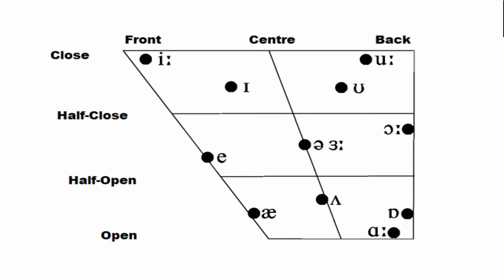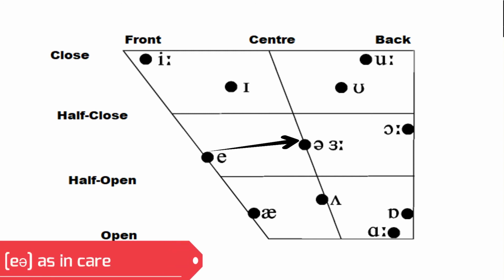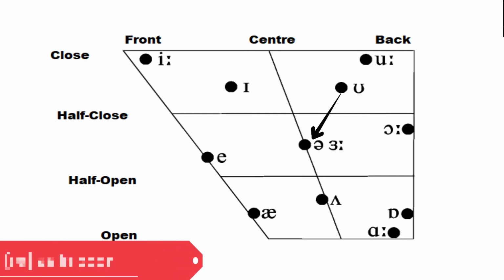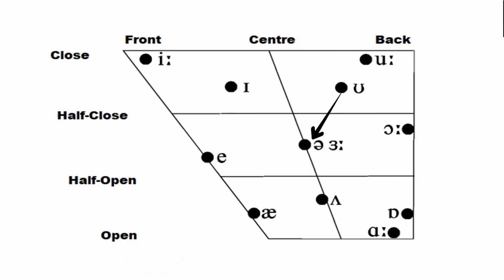And then we have air, as in care. The tongue glides from half open front to half open center. And the third one that we have is oor, as in poor. The tongue glides from back half close to center half open. So these are 8 diphthongs that we have. Now we'll talk about the position of lips when we utter these diphthongs.